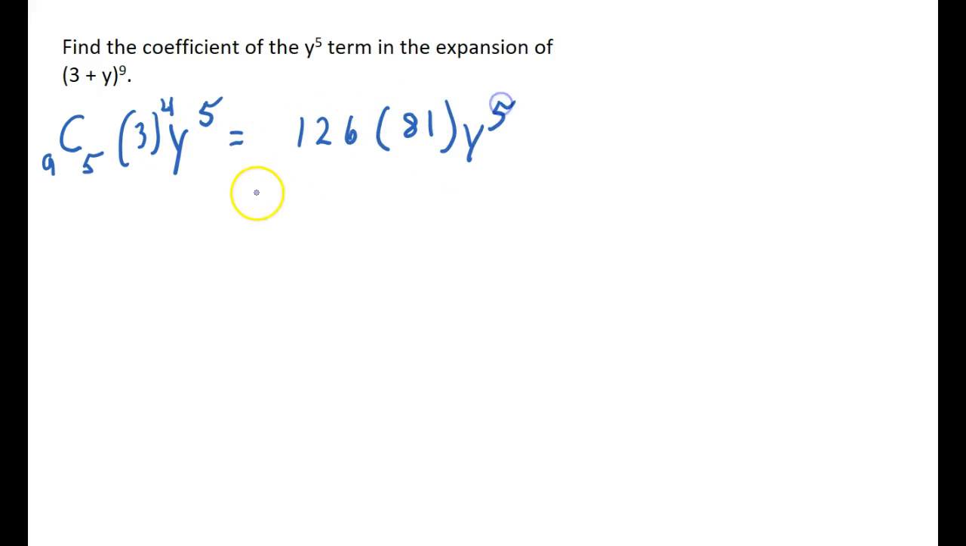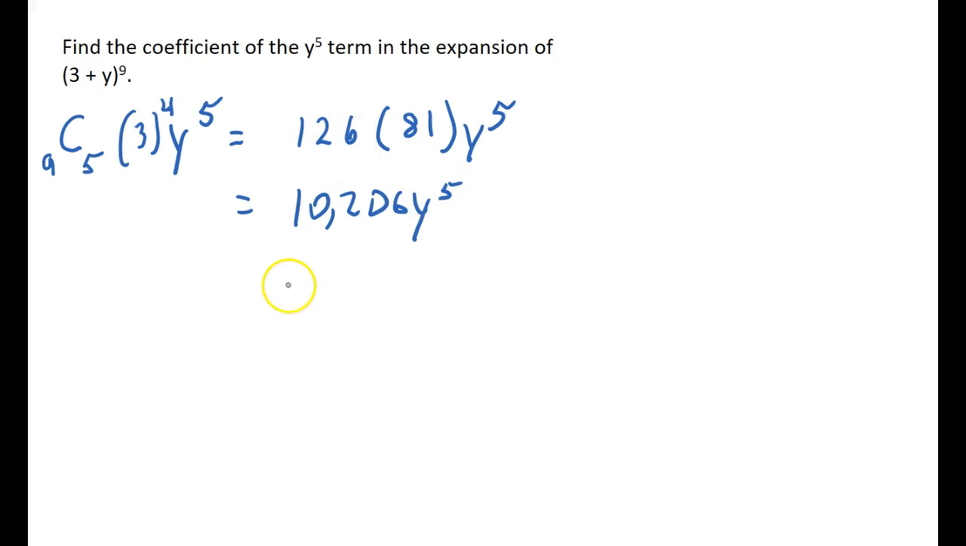Okay, last example. What if I just want to find one term and not do the entire binomial expansion? Well, that's not too bad. If I want to find the y to the fifth term, that means I'm going to have y to the fifth, and the first term's exponent has to add up to 9, so it's going to be to the fourth, and that means I've got 9 choose 5. Okay? And that works out to 126 times 3 to the fourth times y to the fifth, which is 10,206 y to the fifth.